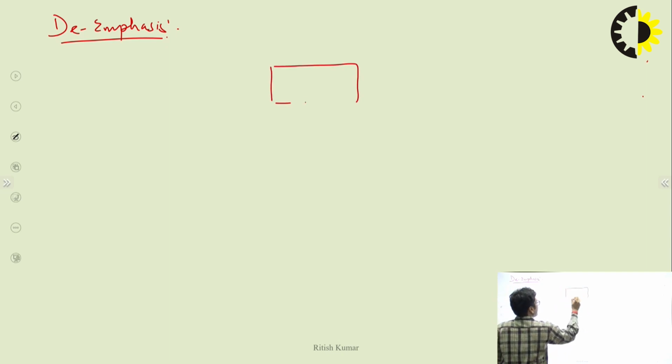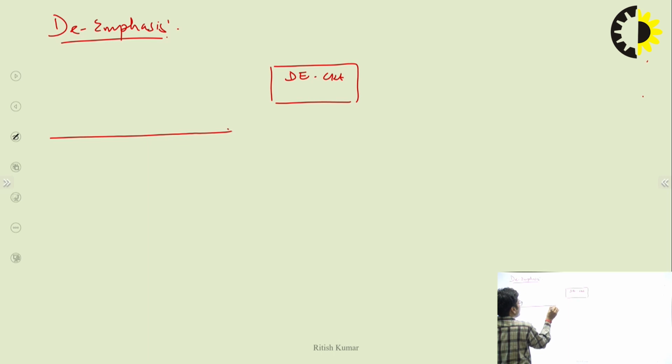De-emphasis is always done after the demodulation process, as pre-emphasis is always done before the modulation process. Therefore the de-emphasis will always be done after the demodulation process. So, the de-emphasis circuit. As we earlier discussed, the output of the pre-emphasis circuit looks like this.